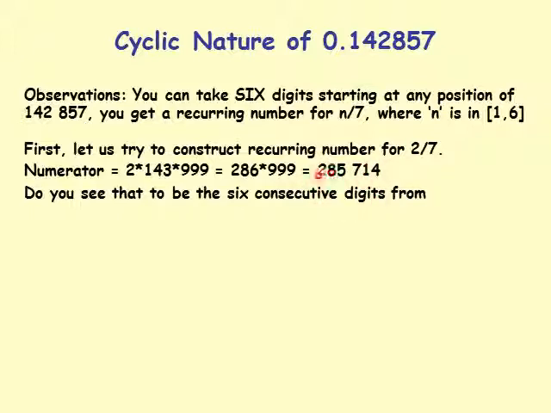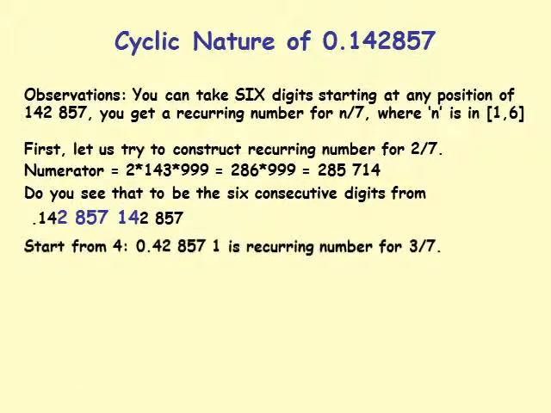These are the same digits we had before in 1 over 7: 1, 4, 2, 8, 5, 7. For 2 over 7, we got 2, 8, 5, 7, 1, 4. If you put together two sequences, 1, 4, 2, 8, 5, 7, followed by 1, 4, 2, 8, 5, 7, and start at 2, take 6 digits: 2, 8, 5, 7, 1, 4. We got 2 divided by 7.